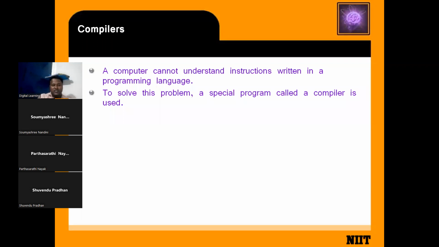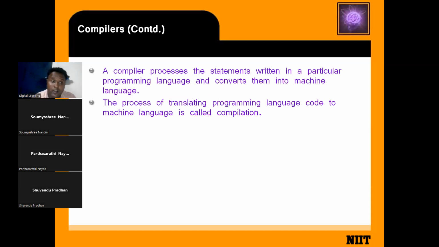Particular programming language into machine language. Machine language is nothing but 0 and 1 format. The compiler is called the translator, which converts the programming language into machine language. The process of translating the programming language into machine language is called compilation. The compiler processes the statements written in a particular programming language and converts them into machine language.